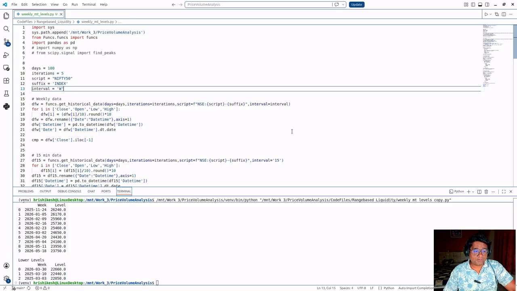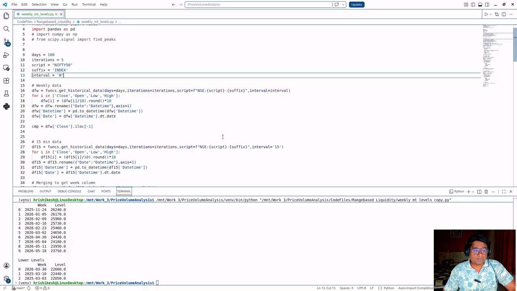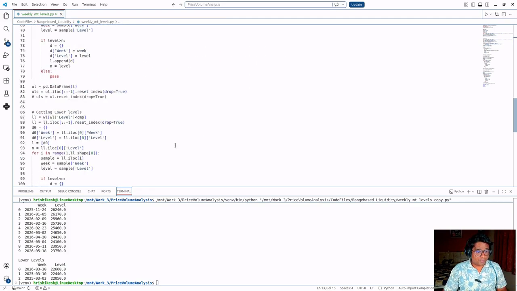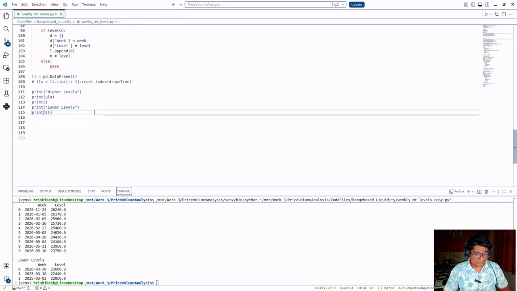That means the key levels will be 50,000, 50,100, 50,200, 50,250, like that. In Nifty, likewise, we have the granularity of 10. That means the key levels we are getting are 25,110, 25,120, and so on. Okay, so let's go and get the levels.